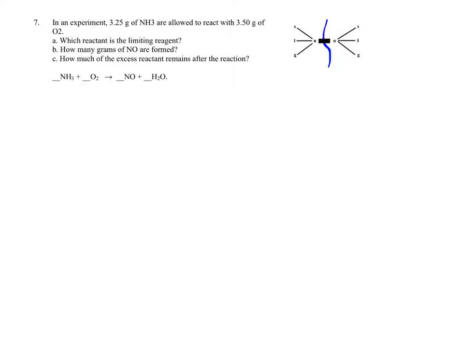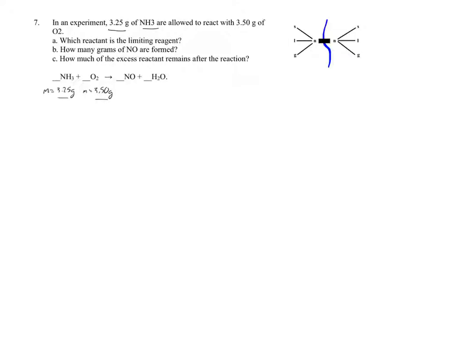All right, here's a good stoichiometry question. In the experiment, I've got 3.25 grams of ammonia, so mass 3.25 grams, and I've got 3.50 grams of oxygen. They ask which reactant is the limiting reactant, or limiting reagent. Just looking at the mass, I can't tell that.